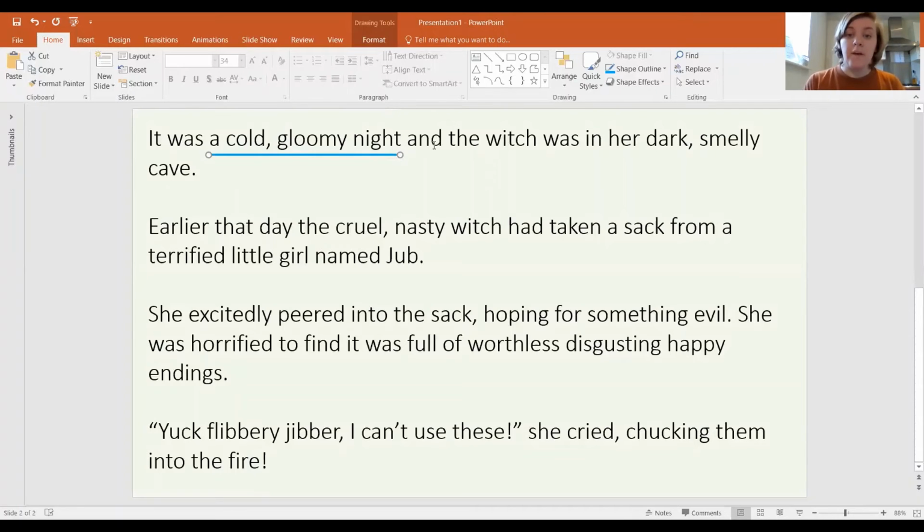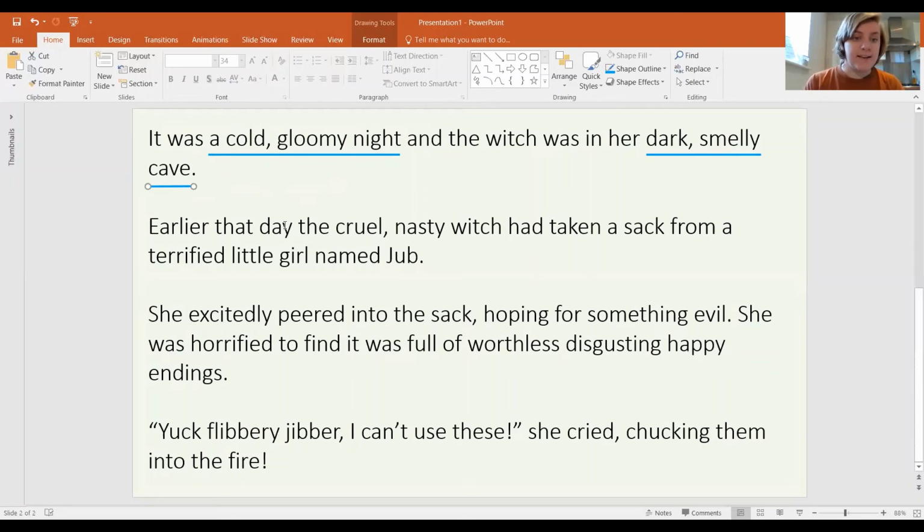I'm going to keep going. And the witch was in her dark, comma, smelly cave. Now, that's another expanded noun phrase. So I'm going to underline that as well. Just make this a little bit smaller like that. It's really helpful if you can use blue because we use it in class. It's not the end of the world if you don't have one. Any kind of colour is fine for this. Okay, adjective, comma, adjective, noun.